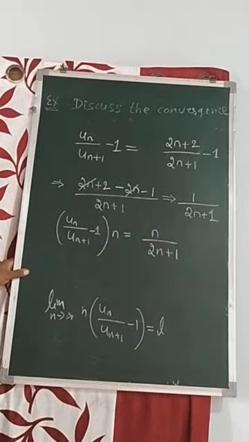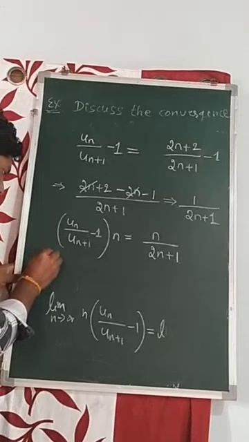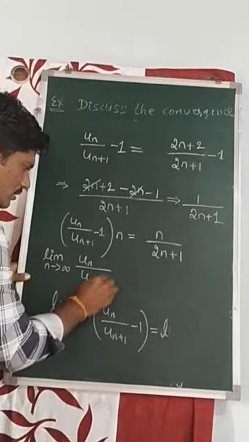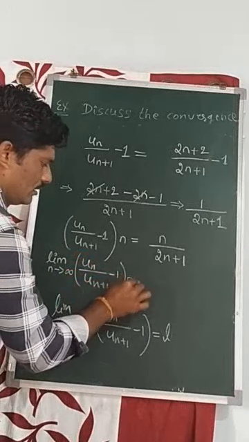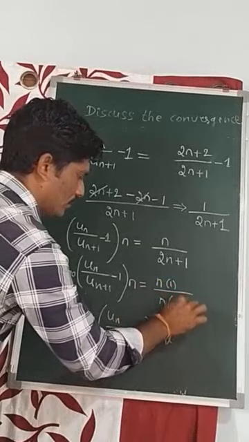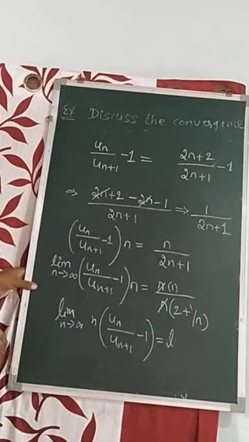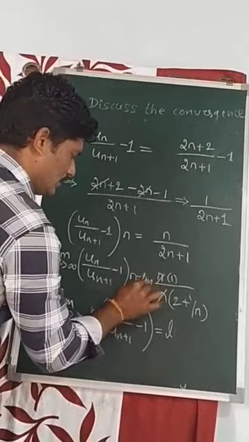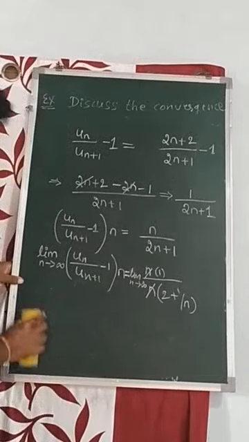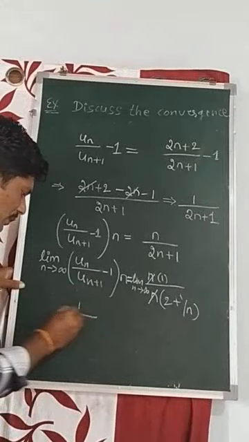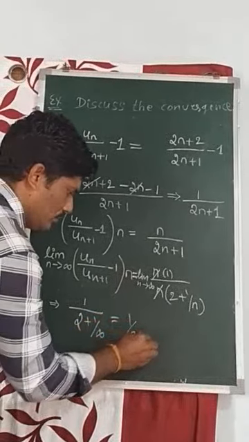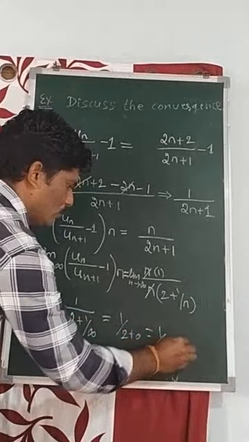2n plus 1. Next, applying the limit n tends to infinity, un divided by un plus 1 minus 1 into n equals n to 1. Take n outside, n into 2 plus 1 divided by n, and n cancels. Also write the limit condition, n tends to infinity. Next, applying the limit, this implies 1 divided by 2 plus 1 divided by infinity. This is 1 divided by 2 plus 0 equals 1 divided by 2 equals L.